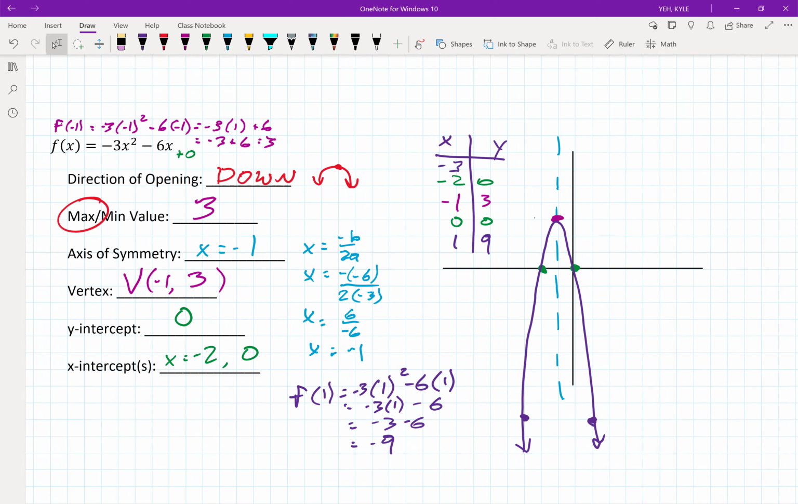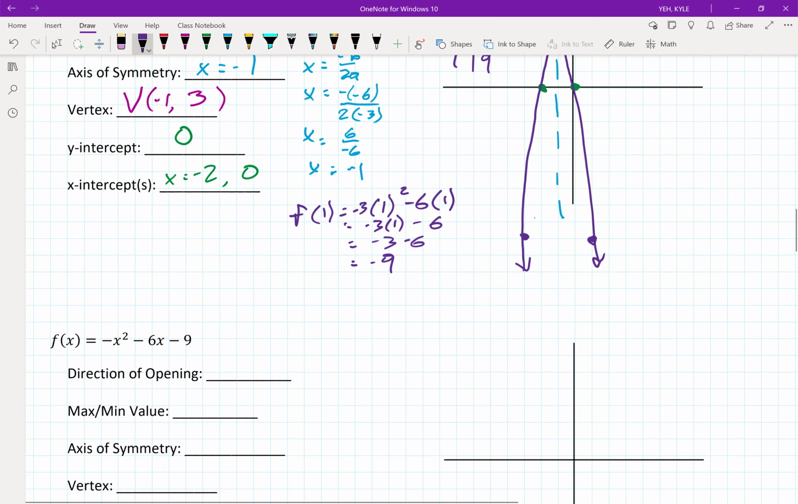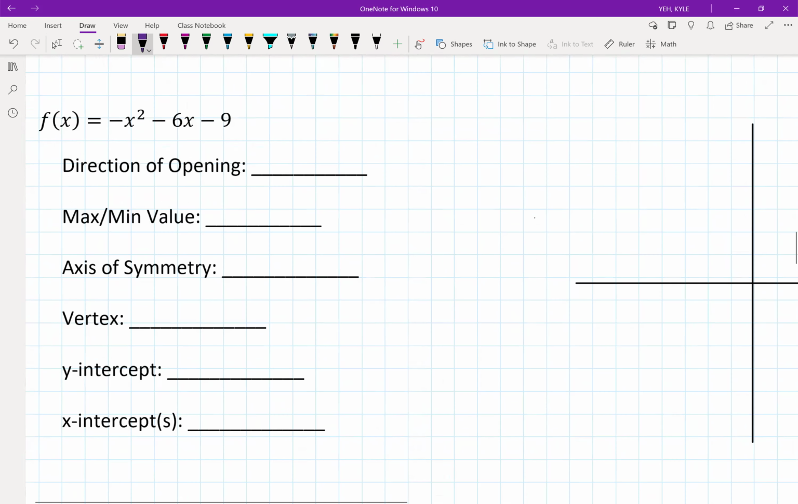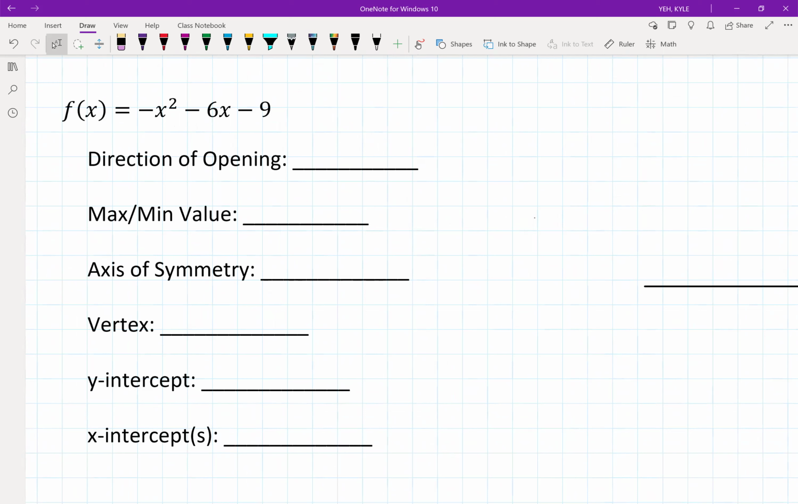Okay? One more example like this, and feel free to pause this video and try this on your own. See if you get the same thing I do. I'm going to add the 9 in my table real quick. Last one. Feel free to pause it, try this, finding all those features and sketching the graph, and then unpause it when it's time to go.